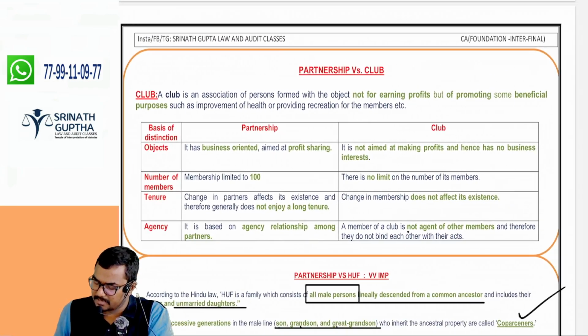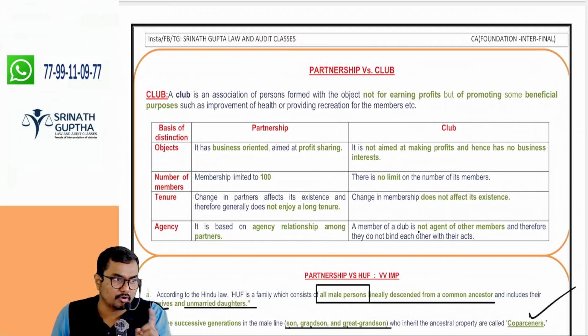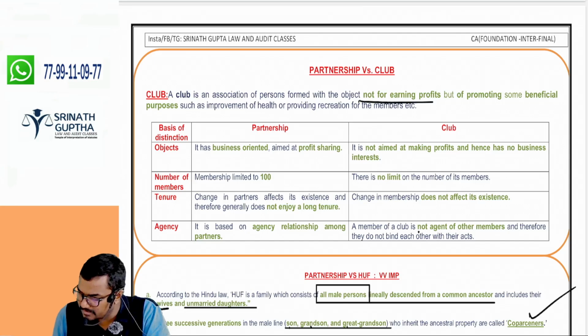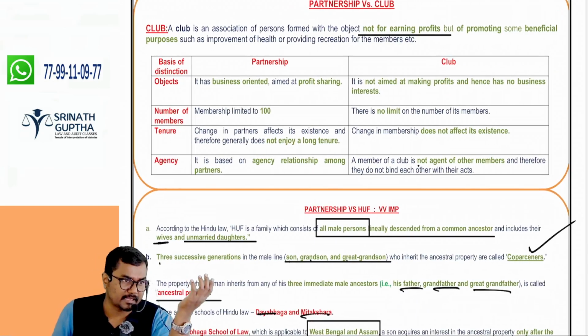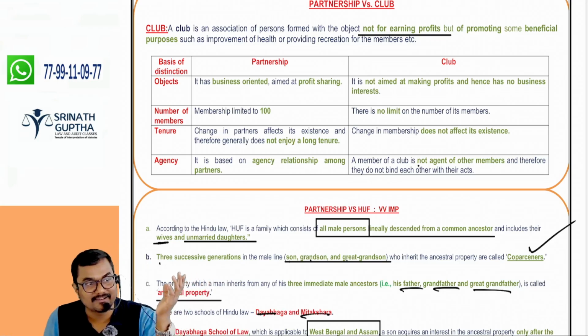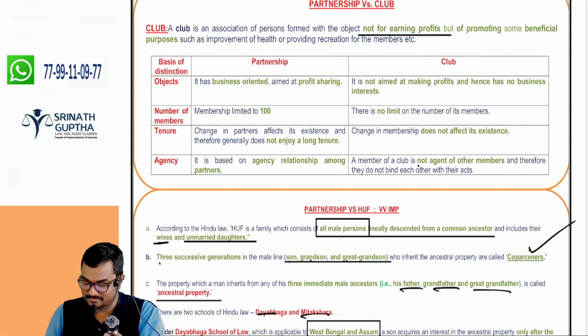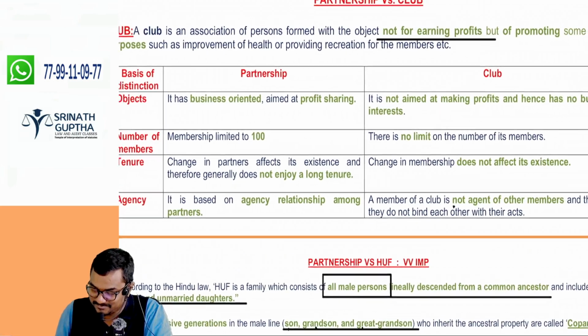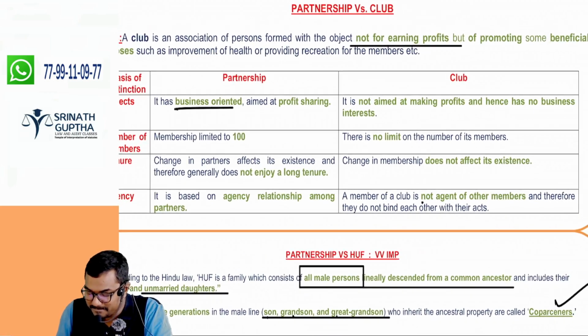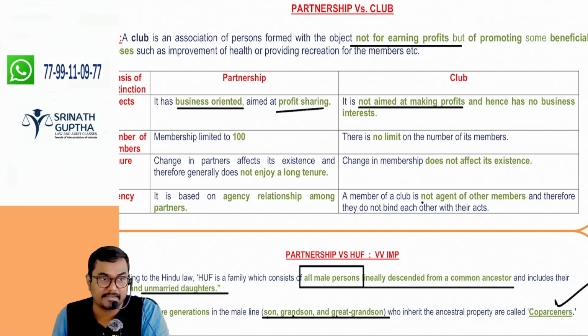Next, partnership versus club. Club is an association of people with a common objective without any motive to make profit. So the club's motive is not to make profits, but to promote mutual benefit. Like country club, Lions club, Rotary club, Secunderabad Officers Club, mansion house, fashion club. Partnership is business oriented and aimed at making profits. But club is not aimed at making business or profits.